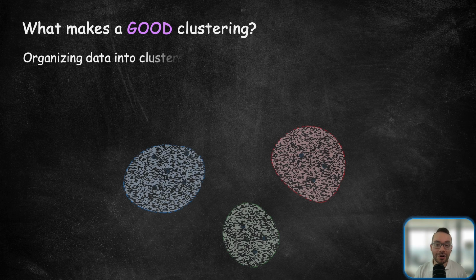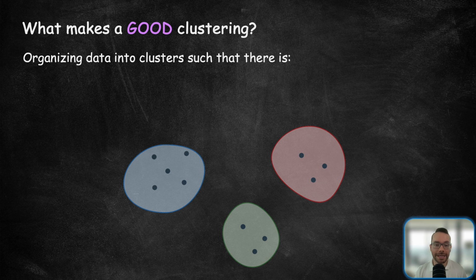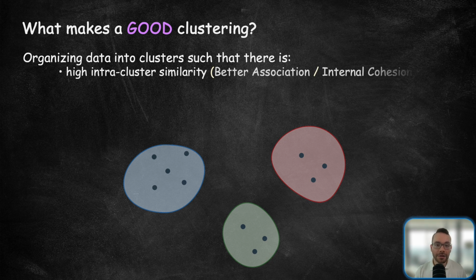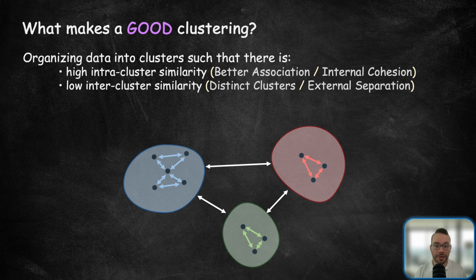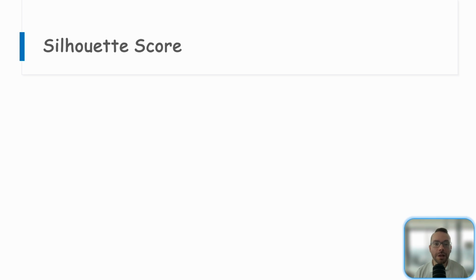In order to achieve a good clustering, you want to organize data into clusters such that there is high intra-cluster similarity, which refers to better cohesion, data points in the same cluster being very similar to each other, and low inter-cluster similarity, which results in more distinct clusters and better external separation. A good clustering algorithm ensures both. We also need a way to evaluate the quality of the clustering.